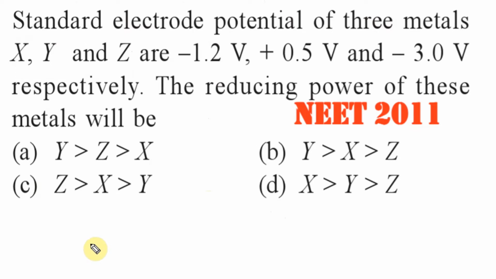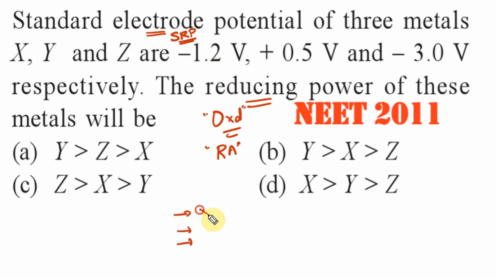This was asked in NEET 2011. The standard electrode potentials of three metals are given, X, Y, and Z, and they're asking you to arrange them in the reducing power of these metals. Reducing power, right away, that means they want to get oxidized. They're asking you to arrange them in the order of reducing agents. Reducing agents love to get oxidized. Now, the standard electrode potential they have given you, as I taught you, when they say electrode potential and they don't specify, it means standard reduction potential. You cannot take it as oxidation. So now what we have is X, Y, and Z.